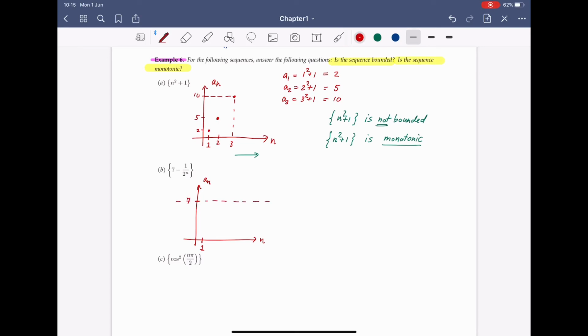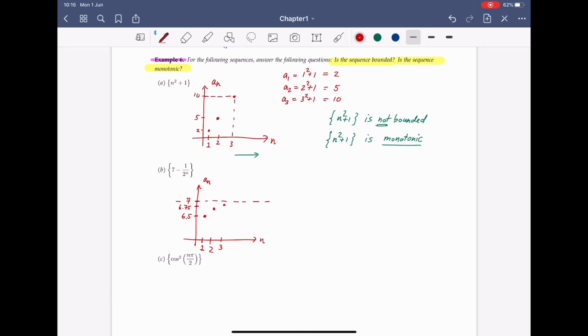I'm gonna plot 7 minus 1 half, which is 6.5. All right, that is the first term. And then the second term, when n is equal to 2, so this is 7 minus 1 over 4, so this is 6.75. And then when n is equal to 3, so it's just getting close to 7, right?